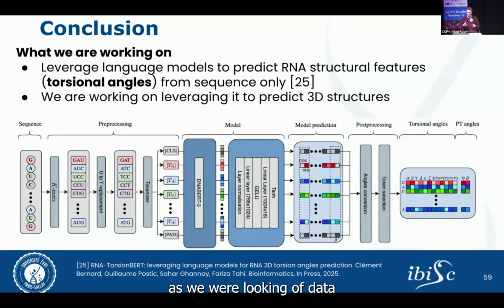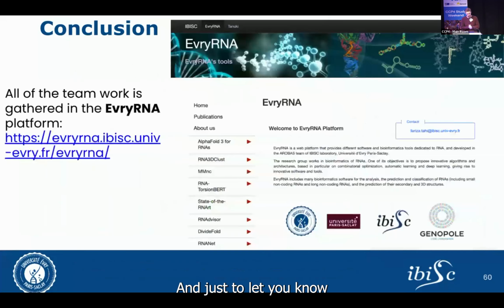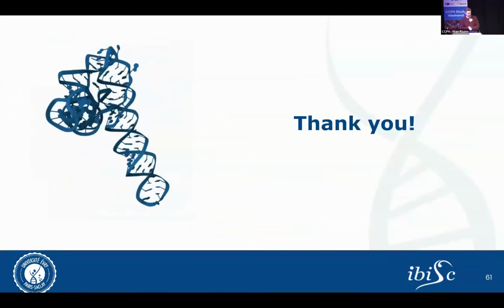And so the idea is, as we are lacking data for RNA 3D structure, we can leverage language models which are pre-trained on just the sequence, and then infer some structural features from these pre-trained models. And just to let you know that all of our teamwork is gathered in the Every RNA platform. So for instance, this talk is a mix between work on AlphaFold 3 for RNA and also the state of the art of RNA. So thank you for your attention.